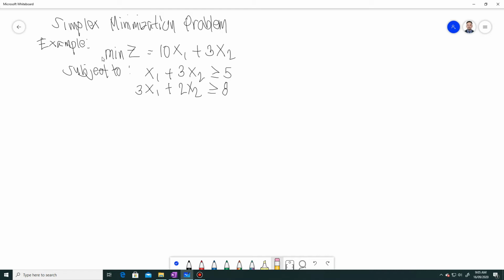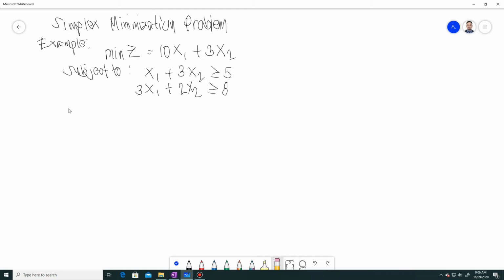We have min z equals 10x1 plus 3x2, subject to two constraints: x1 plus 3x2 greater than or equal to 5, and 3x1 plus 2x2 greater than or equal to 8. So we have an inequality sign which is greater than or equal, which is common to minimization problems. We solve this and discuss the steps along the way.